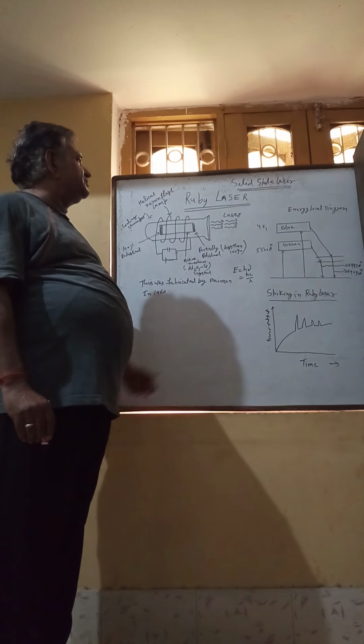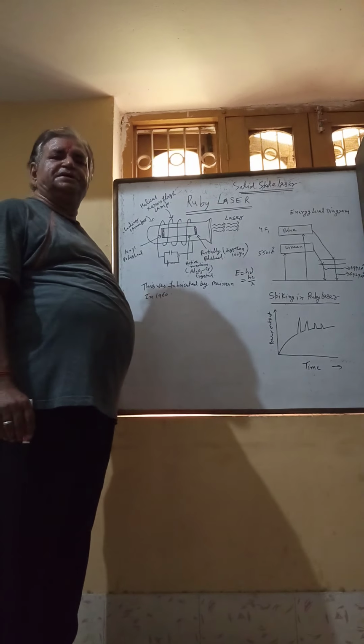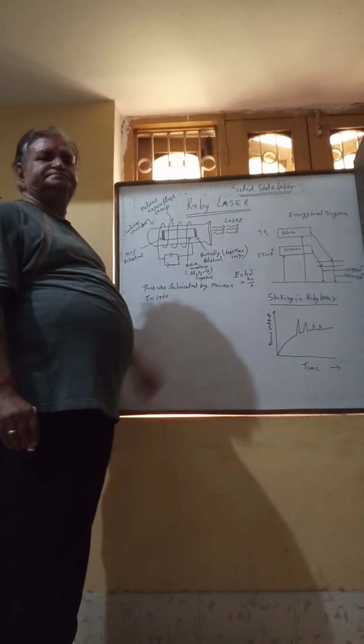First one is solid state laser, second one is gas laser, and third one is PN junction laser. In this lecture we have studied about the solid state laser, which is the ruby laser.